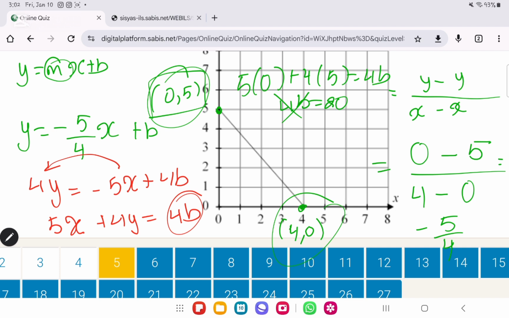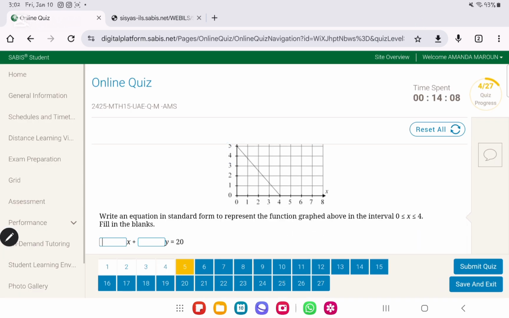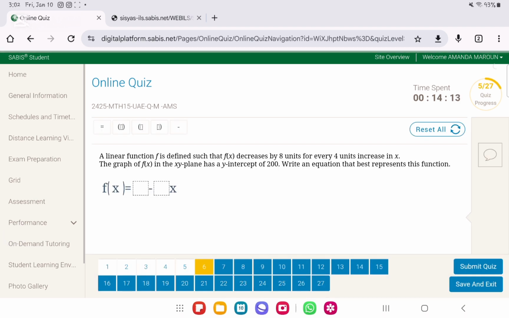So now our equation looks like this. 5x plus 4y is equal to 20. So to substitute, it is 5x plus 4y is equal to 20.